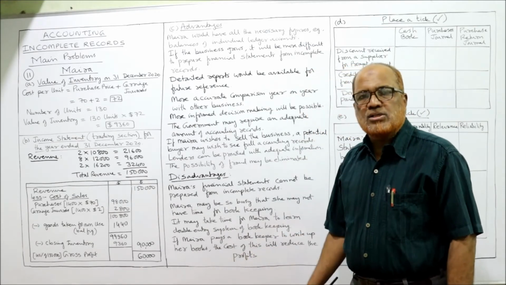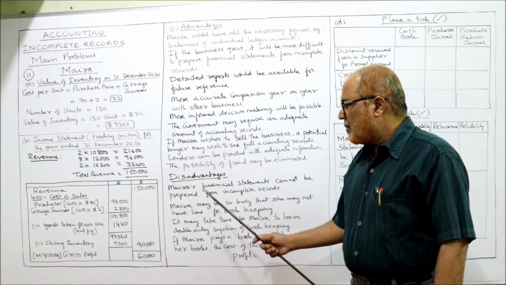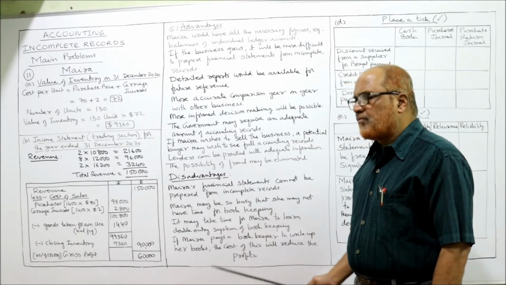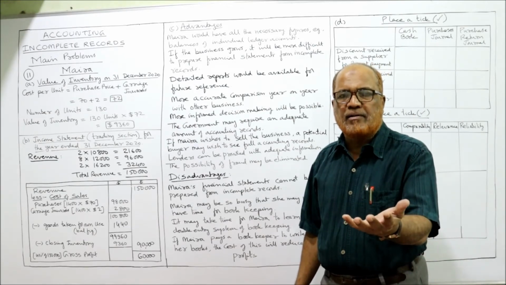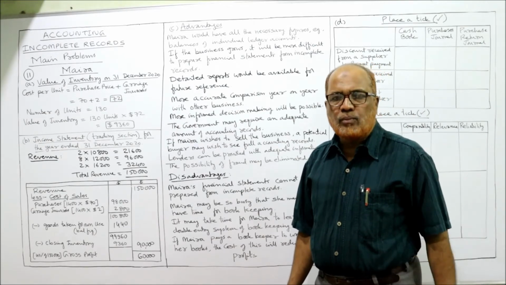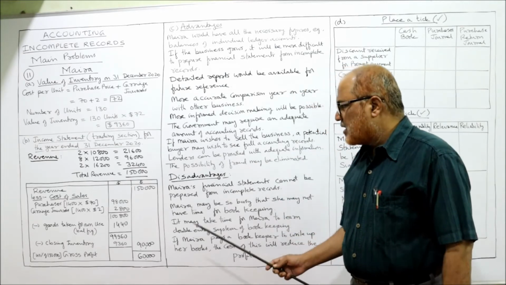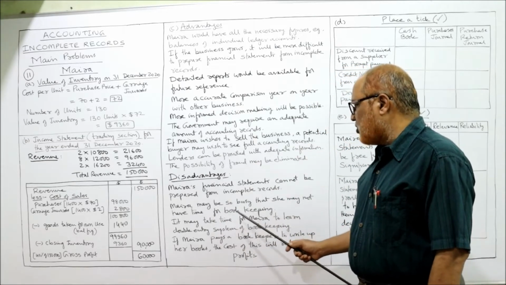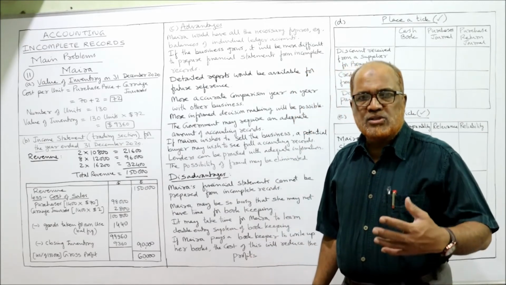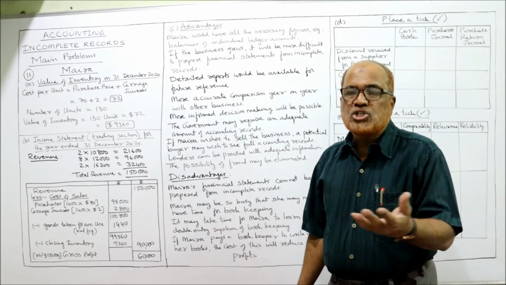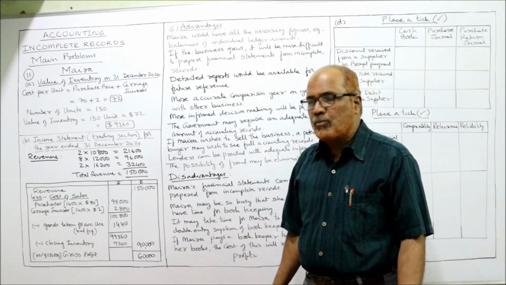Now disadvantages. What are the disadvantages? Myra's financial statements cannot be prepared from incomplete records. That is the first disadvantage of keeping incomplete records. She cannot prepare the financial statements. Then Myra may be so busy that she will not have time for bookkeeping. That means the sole trader may be so busy that she does not have the time to keep the bookkeeping.